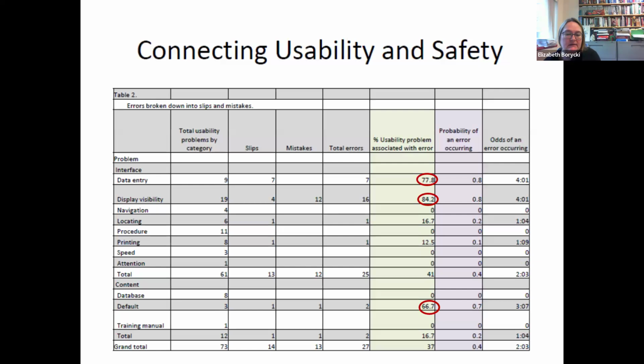And this is a really nice way of actually looking at what types of issues you have, what kinds of errors occur, and it acts as guidance for health informatics professionals to be able to start looking at what kinds of things they might modify in order to prevent errors in the future.